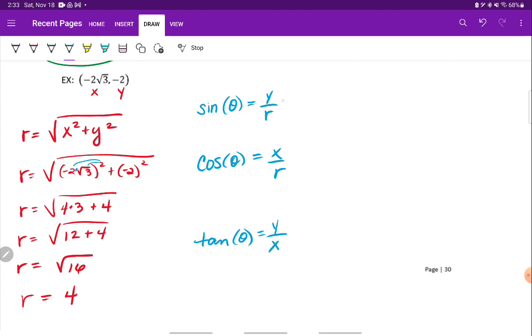So plugging our numbers in here, it's going to be negative 2 over 4. Simplifies down to negative 1/2. x over r, that's going to be negative 2 square root of 3 over 4. And we can simplify the 2 and the 4 both on the outside of the radical. This becomes negative square root of 3 over 2.